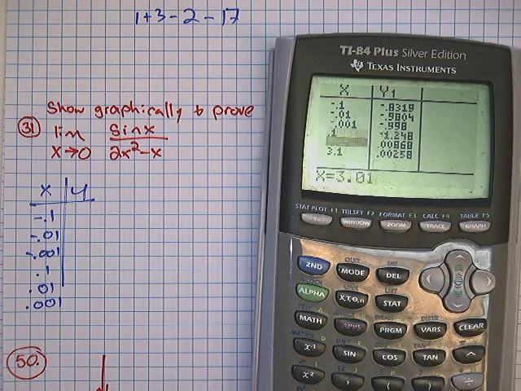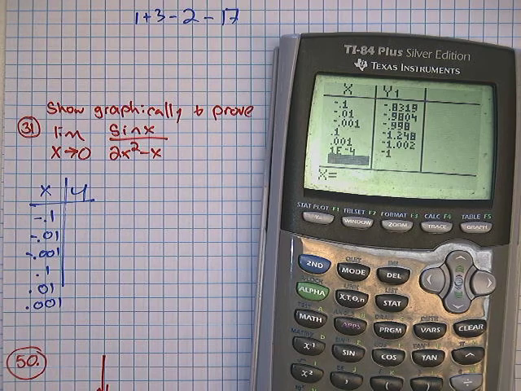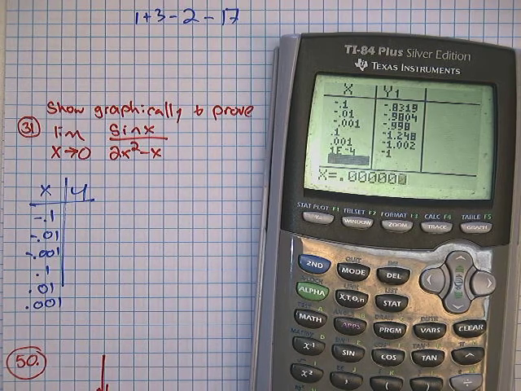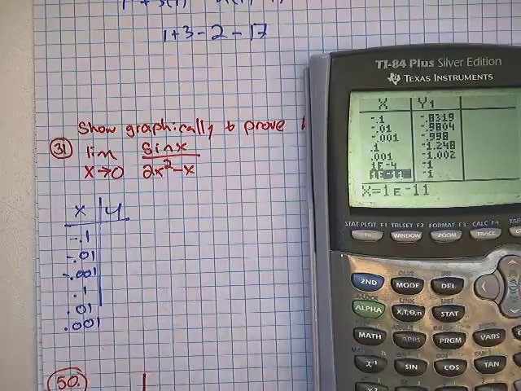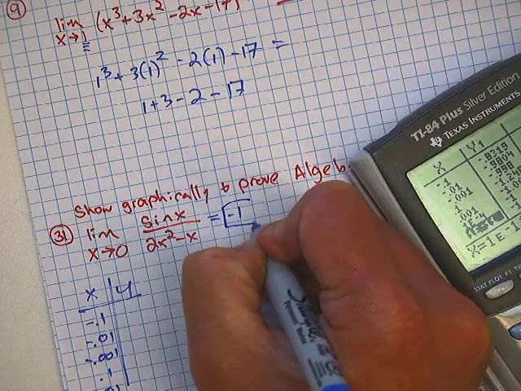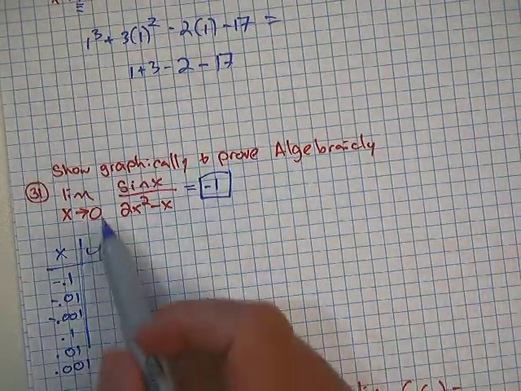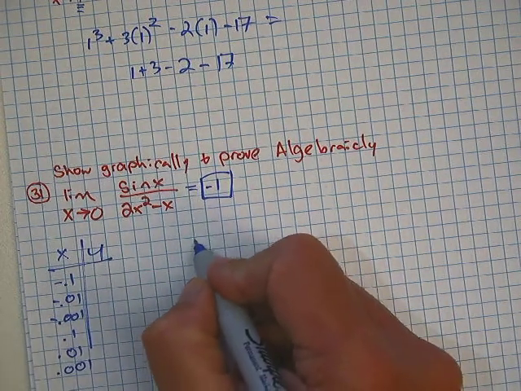Plug in 0.1, 0.001, 0.0001. And then just to be absolutely sure, we go really, really close to 0 and check it, we get negative 1. So to me, that tells me that the limit of this is negative 1. That's doing it graphically, but then the directions say to prove algebraically.